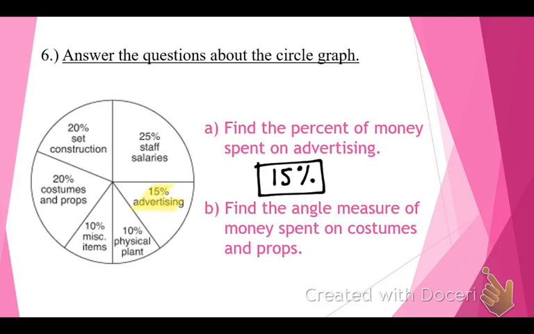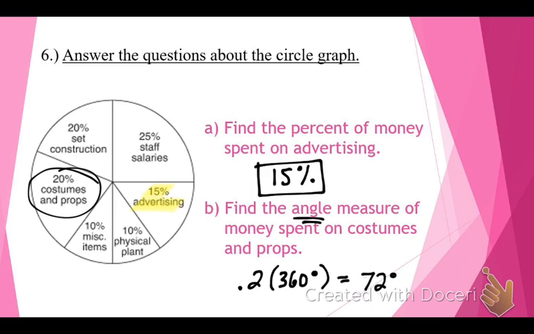Let's go to the next one. Find the angle measure of the money spent on costumes and props. If it is asking you for an angle measure, can I just find it by staring at the costumes and props section? No. Help me out to know what kind of work I need to do for that. 0.2. Okay, change that percent to a decimal, times it by 360, and multiply it by the total number of degrees there. What's the answer, guys? 72 degrees. As I look back, all it's asked me for is an angle measure, and that is exactly what you gave to us.